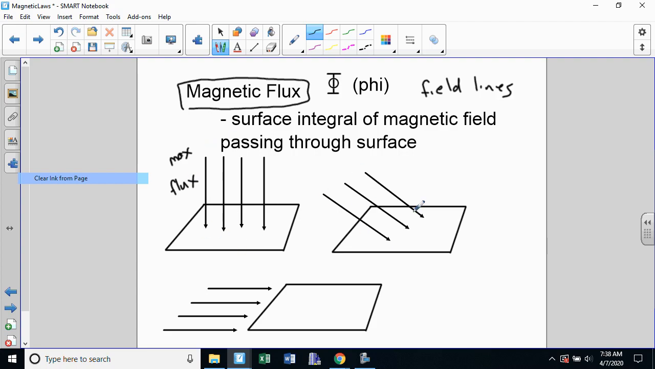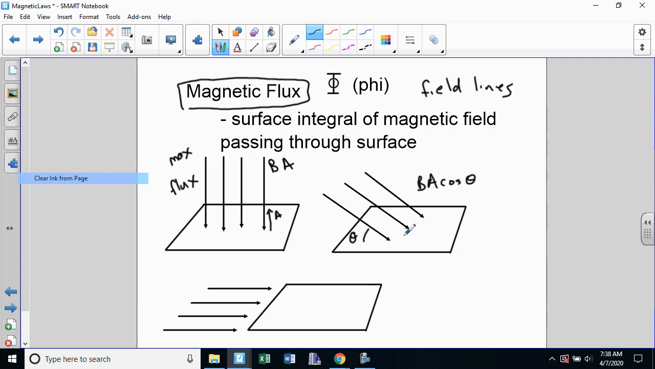Here, they're still going through my closed loop, but they're going through at an angle. So here we would call the flux B times the area, magnetic field times the area, times the cosine of theta. For this one, where we have maximum flux, we just need to do B times A, because the angle between the magnetic field and the area vector is 0. All of the magnetic field lines are going through my closed loop.